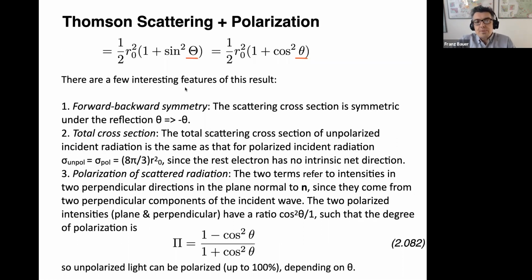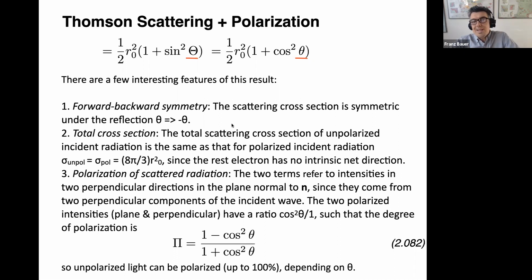So there's a few interesting results here. This in particular demonstrates that there's a forward-backward symmetry, right? Because we have the square of these angles, and so the negative versus the positive gets lost in the square, right? And so this is scattering, which is symmetrical under reflection.